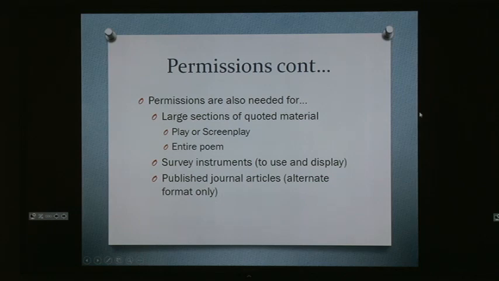If you're doing the alternate format and your journal articles have already been published, the journal is the copyright owner of that journal article, so you need to get permission from them to insert that article into your work. Even though it's yours, now they own the copyright.